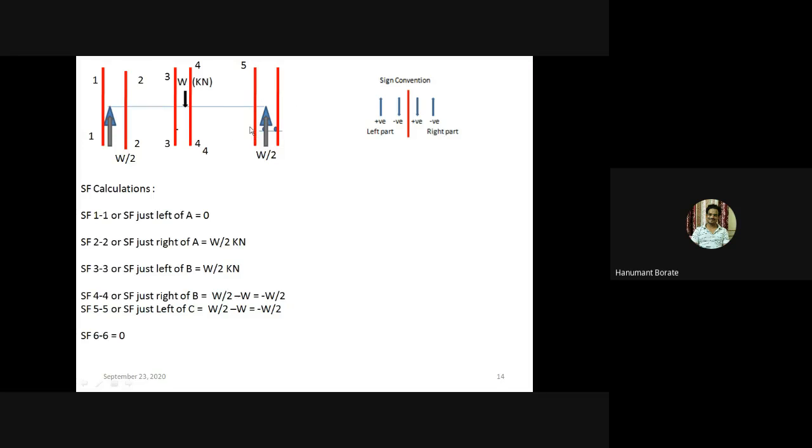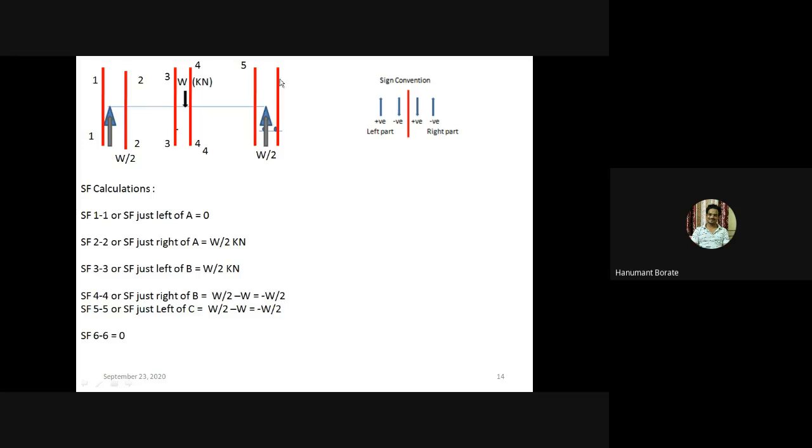If we consider the left part of the beam, there are two forces, W by 2 acting upward and W acting downward. According to sign convention, shear force at section 5-5 is W by 2 minus W, so minus W by 2, right?